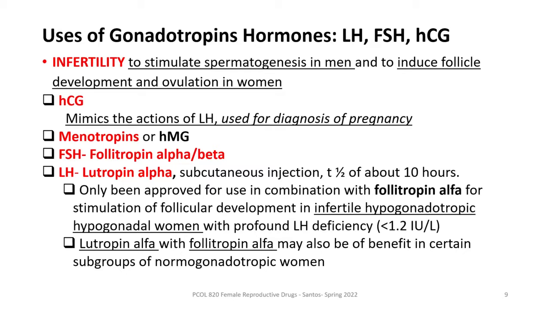We also have the menotropins, also known as HMG, which is basically a half and half mix of LH and FSH. We also have the FSH, follitropin alpha and beta, and then LH, which is lutropin alpha. They are available for subcutaneous injection. They have only been approved for use in combination for the stimulation of follicular development in an infertile hypogonadotropic hypogonadal woman that has a profound LH deficiency. Lutropin alpha with follitropin alpha may also be of benefit for certain groups of women that are normogonadotropic and not hypogonadotropic.